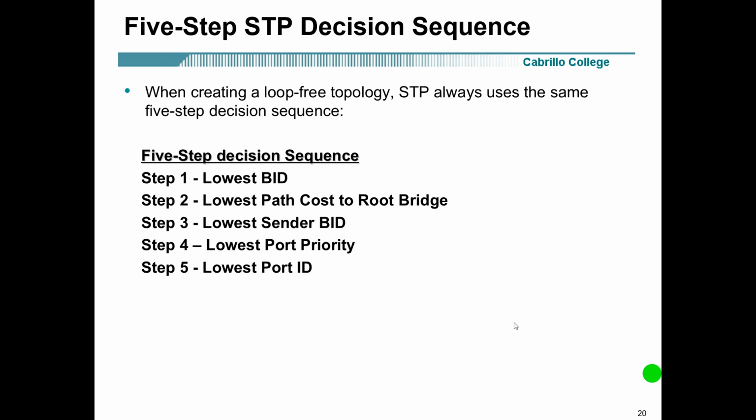So to create our loop-free topology, STP always uses the same 5 steps for our decision sequence. And that is Step 1, the lowest BID. Step 2, lowest path cost to root bridge. Step 3, lowest sender BID. Step 4, lowest port priority. Step 5, lowest port ID.